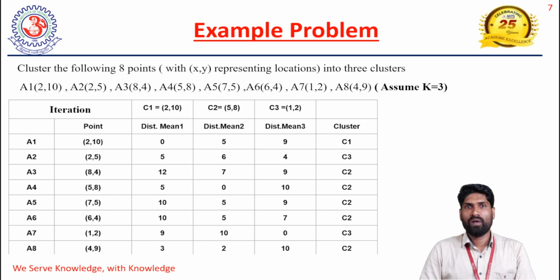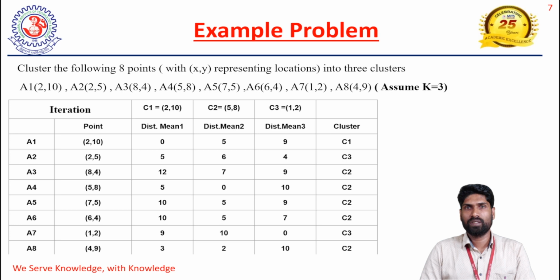This way we calculate the distance between C1 to A4, C1 to A5, C1 to A6, then C1 to A7, C1 to A8. Done. So that part is over. First column we filled. Now we have to calculate the distance of each and every point with the cluster center C2. Its value is 5 comma 8, and A1 is 2 comma 10.